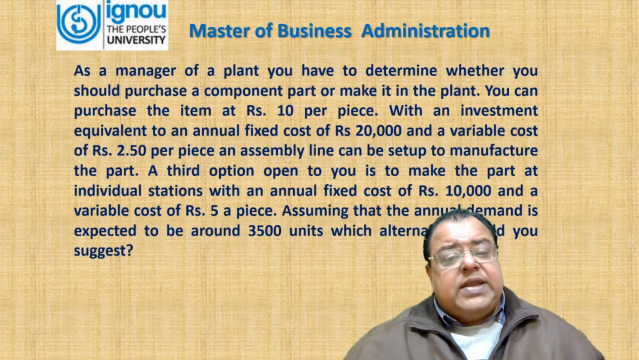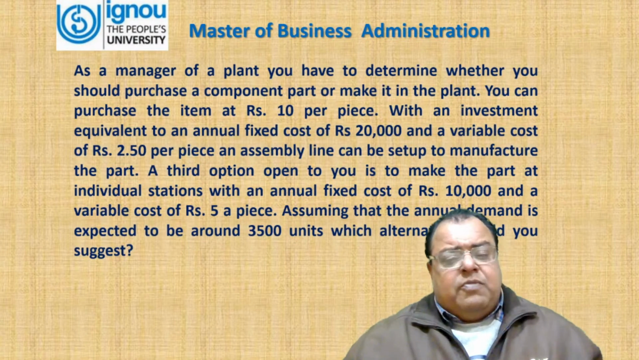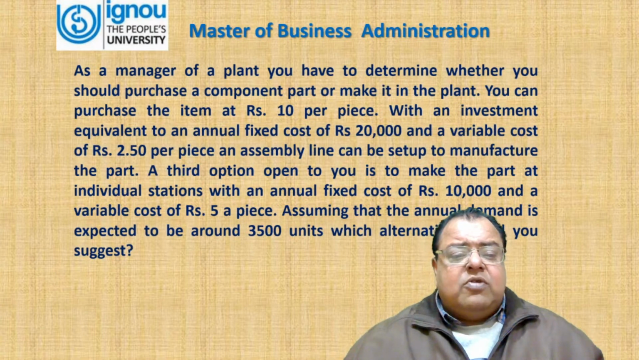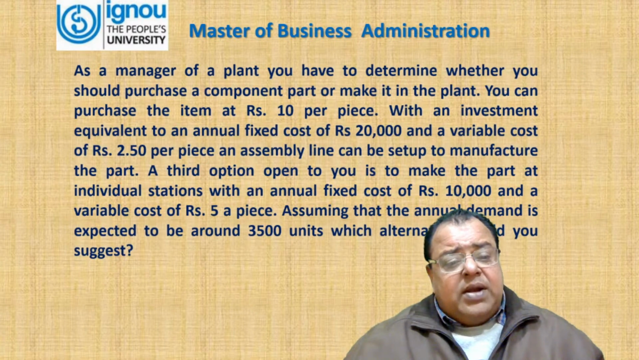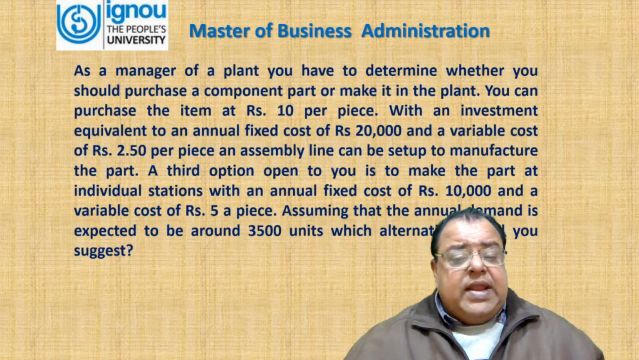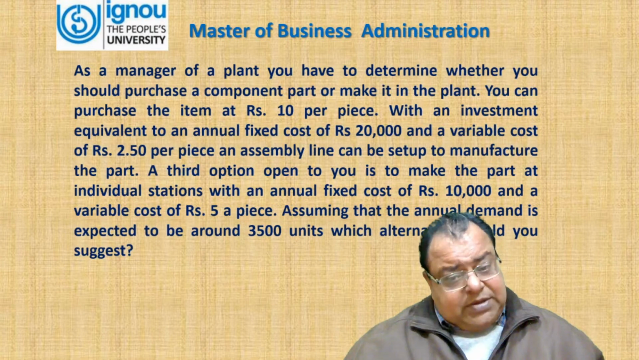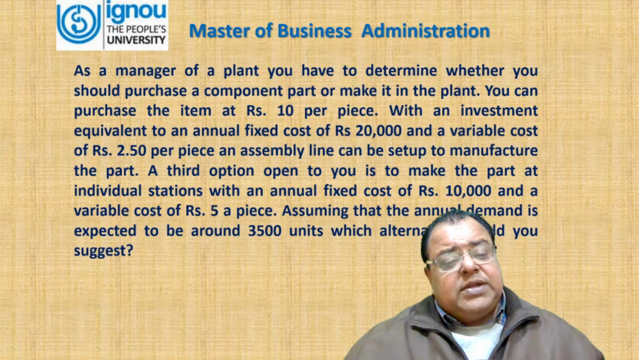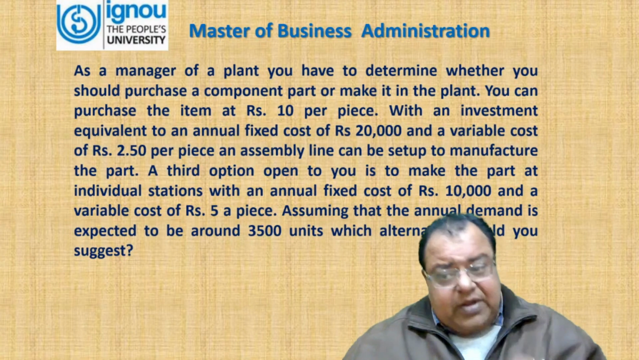You can purchase the item at rupees 10 per piece. Another option is an assembly line, which can be set up to manufacture this part with an investment equivalent to an annual fixed cost of rupees 20,000 and a variable cost of rupees 2.5 per piece. The third option open to you is to make the part at an individual station with an annual fixed cost of rupees 10,000 and a variable cost of rupees 5 apiece. Assuming that annual demand is expected to be around 3,500 units, which alternative would you suggest?